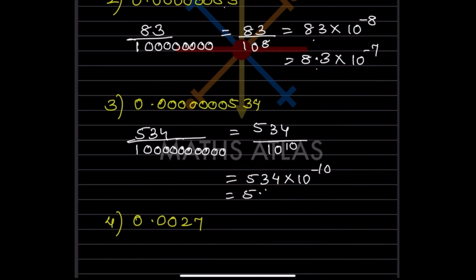So we can write here 5.34. So this should be... see here, if I am taking a point, after that there are two numbers. So that is going to be plus 2, 10 raised to 2. So my 10 raised to minus 10 plus 2 will be 10 raised to minus 8. So this should be 10 raised to minus 8. So this is the answer.